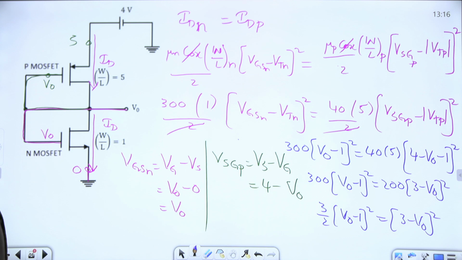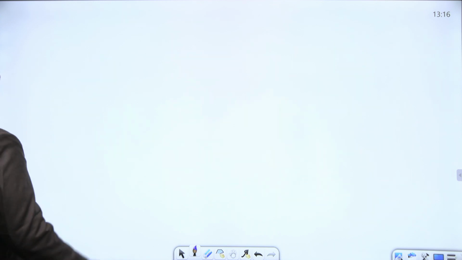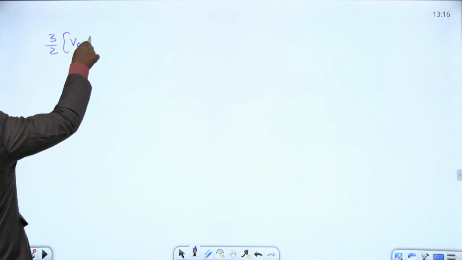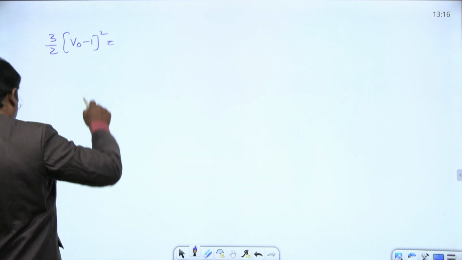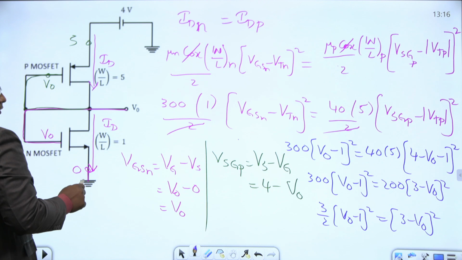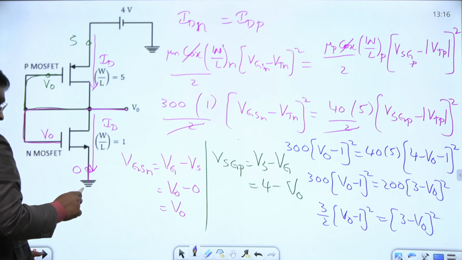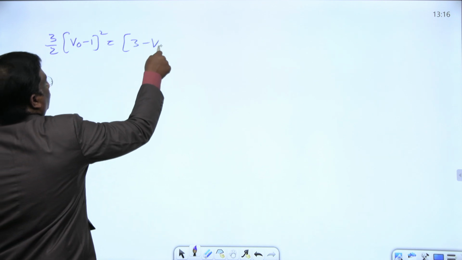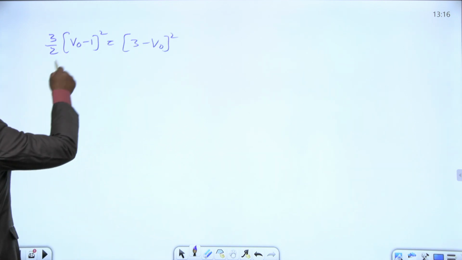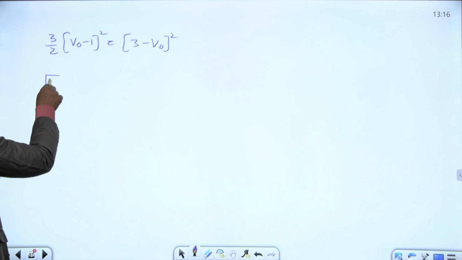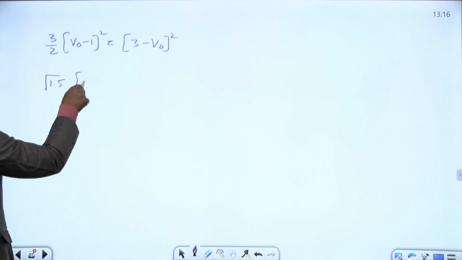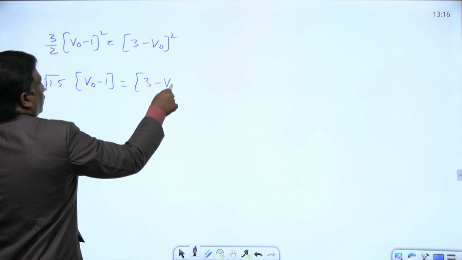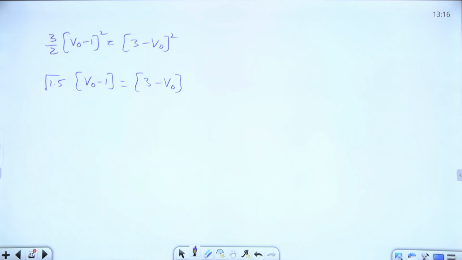Okay, 3 by 2 times V naught minus 1 whole square equal to 3 minus V naught whole square. Okay, square root on both sides here. This is root of 3 by 2, which is 1.5, into V naught minus 1 equal to 3 minus V naught.